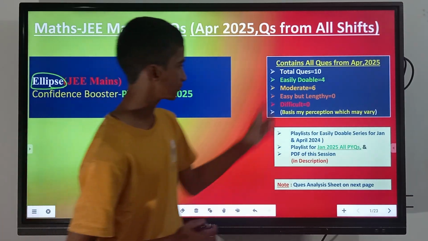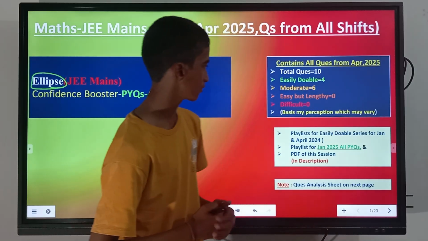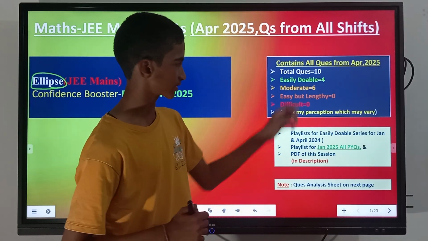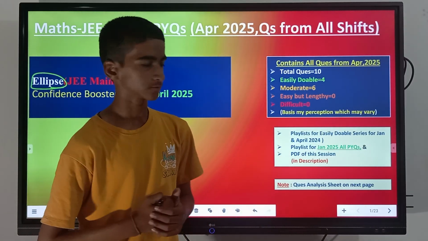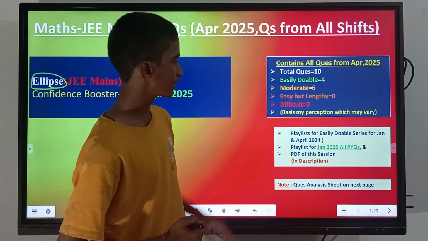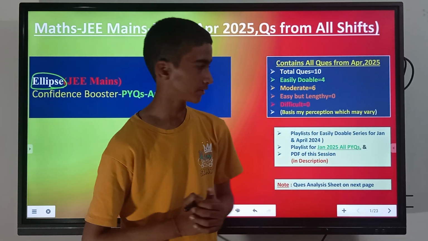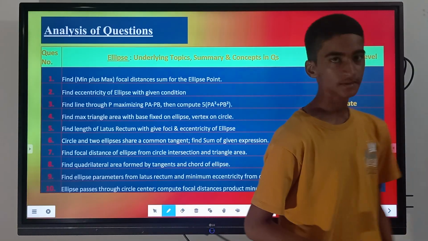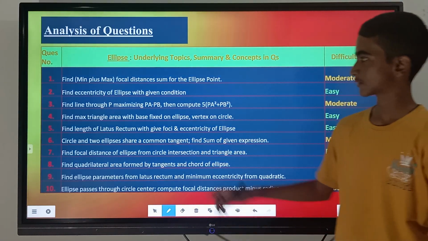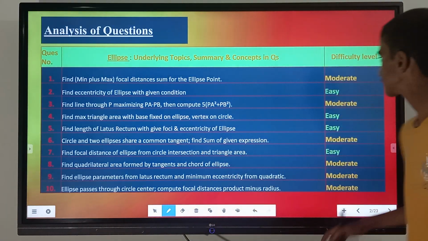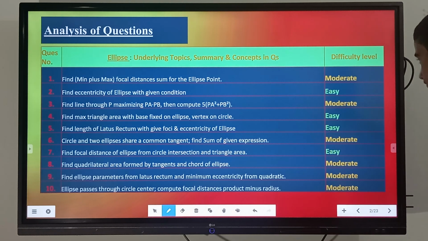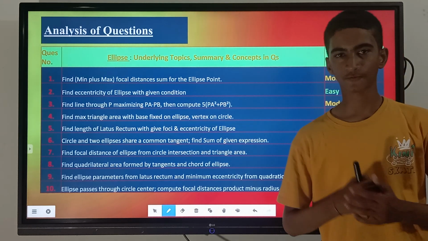In Ellipse we have total 10 questions out of which 4 are easily doable and 6 are moderate which we are going to solve. This difficulty level is basis my perception which may be different for others. Before we start, here we have summary of each and every question with difficulty level. Hope this will be helpful for you.